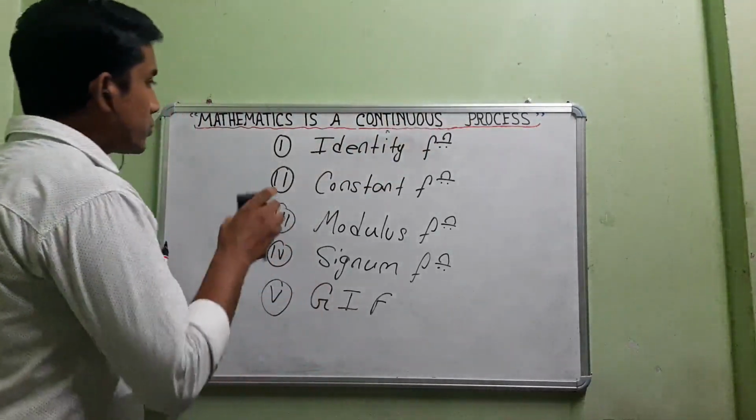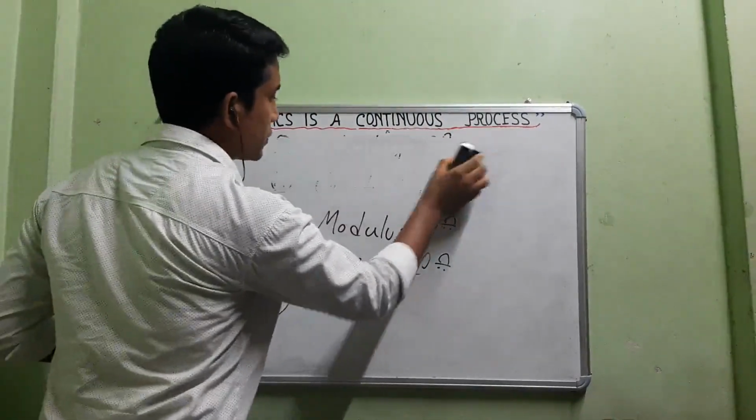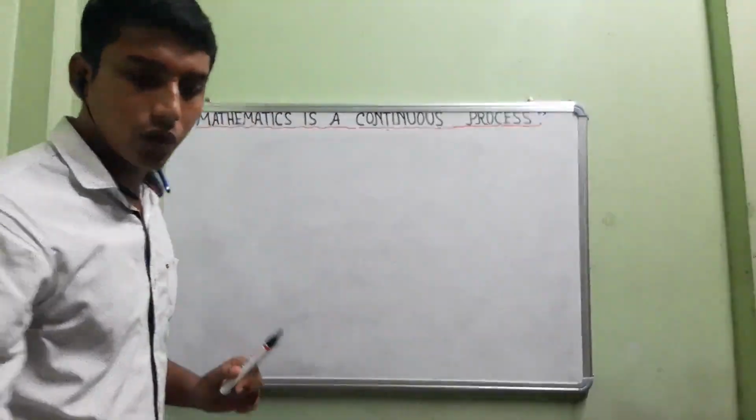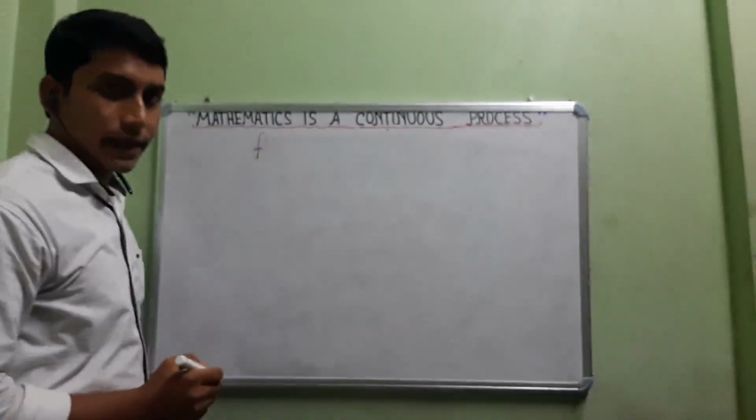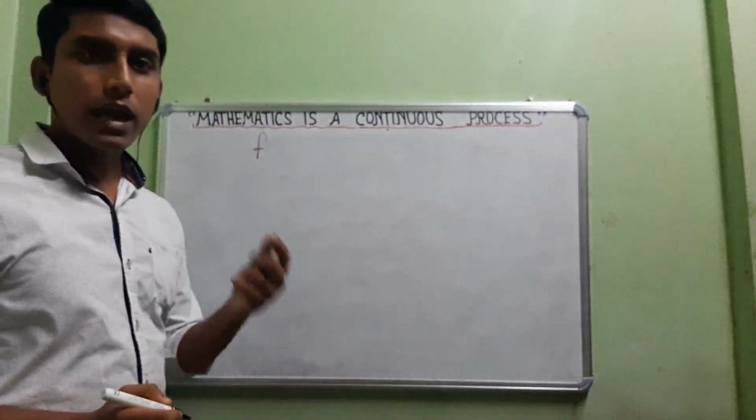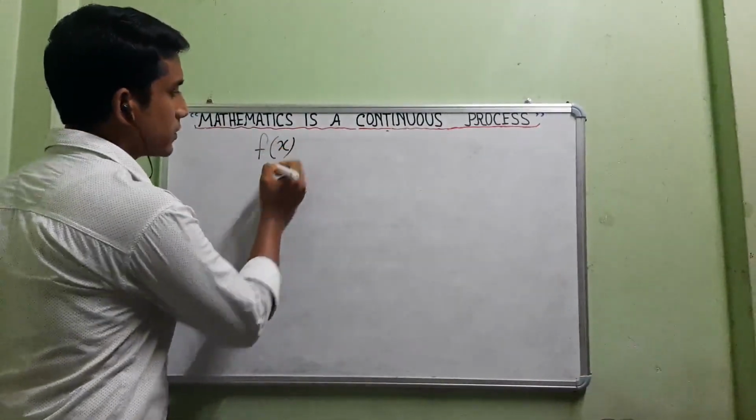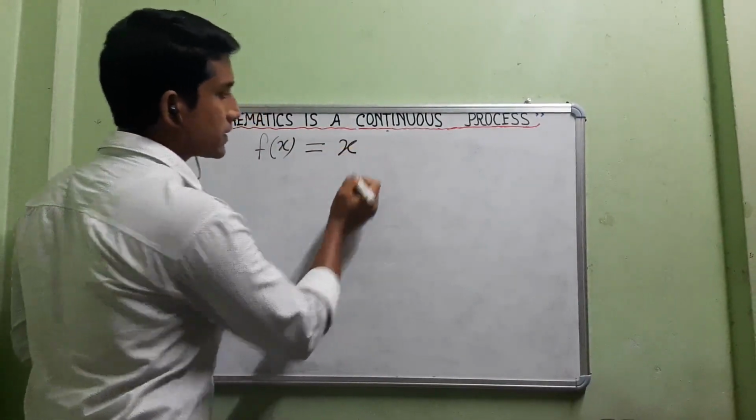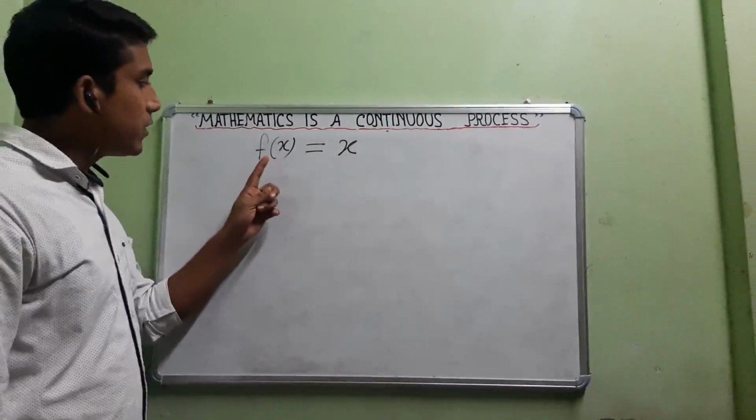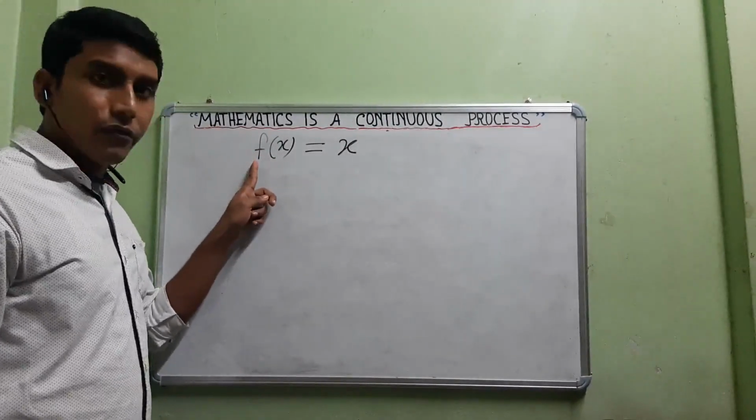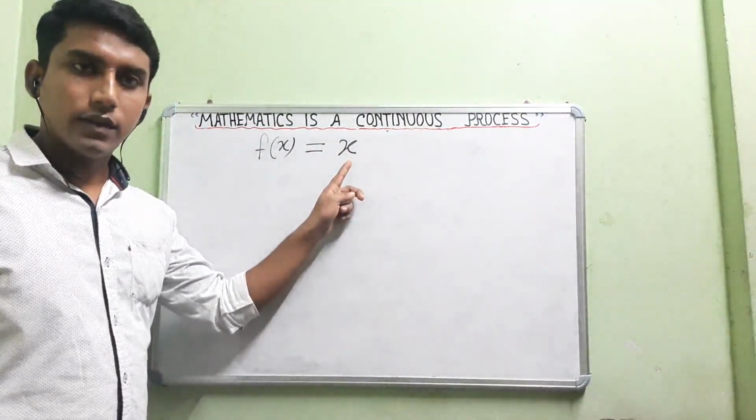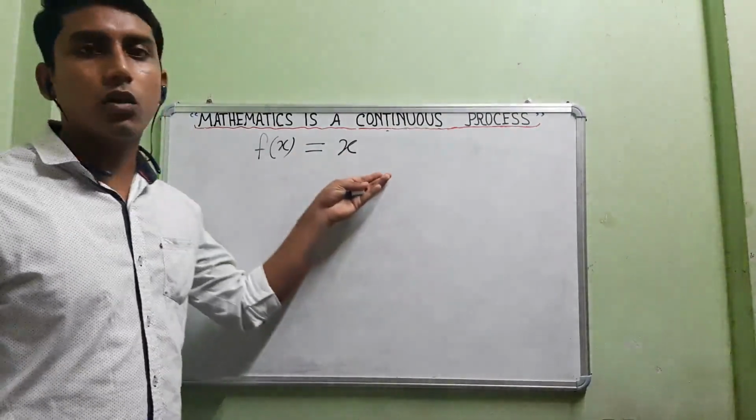First we'll discuss the identity function. How will we define it? Let me write the definition first, then I'll draw the graph. The identity function f(x) is equal to again x. This means that if you apply the rule f on the element x, you get x again. It doesn't change at all. That kind of function is called an identity function.